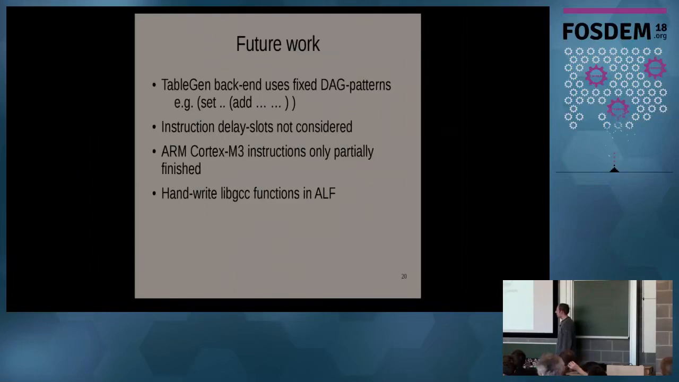In my project I could not finish the M3 instruction set. It would have been needed to specifically select a libgcc version and then handwrite all the ALF code for the functions that your processor doesn't have, so floating point and so on. You would have to supply additional ALF code that needs to be the same.